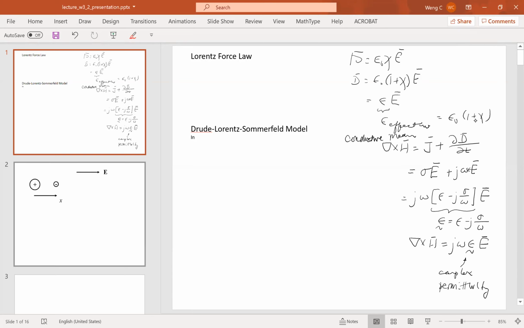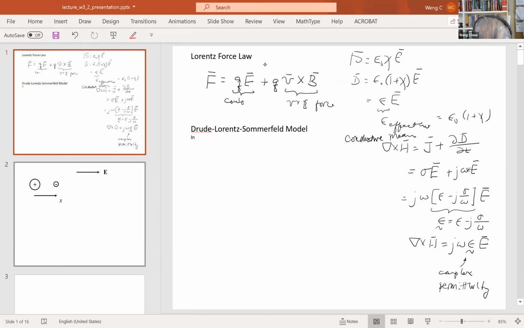Lorentz force law is the charge of a particle times the electric field plus the charge of the particle times V cross B. Okay, this is called the V cross B force. This is just Coulomb's law. And we're going to derive some effective permittivity using the Lorentz force law later in the course. But before we do that, let's look at the Lorentz sum of field model.